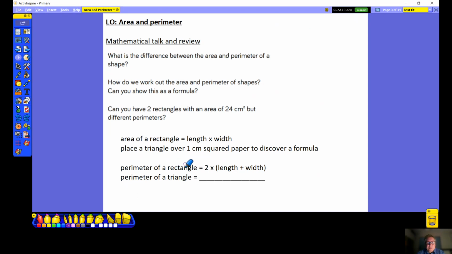The perimeter of a rectangle could be length plus width plus width. I haven't written it like that because what I have done is I've gone for length plus width and multiplied that by 2. But if you use some numbers as examples, hopefully you will be convinced that the answer is the same. This might just be a tad quicker sometimes. What about the perimeter of a triangle? What does that equal?